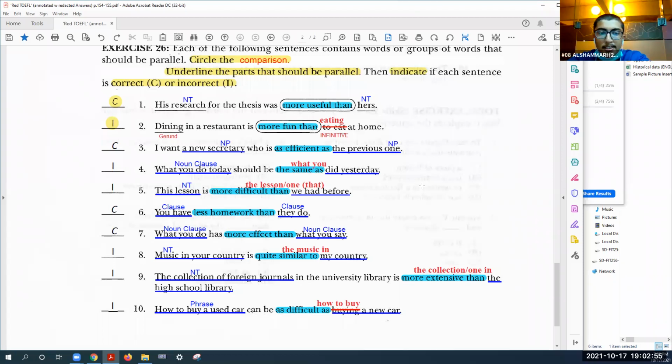Can we say buying a used car can be as difficult as buying a new car? Yes, you can. Buying a used car can be as difficult as buying a new car. And this is parallel. We have balance. Okay, all right, gentlemen.